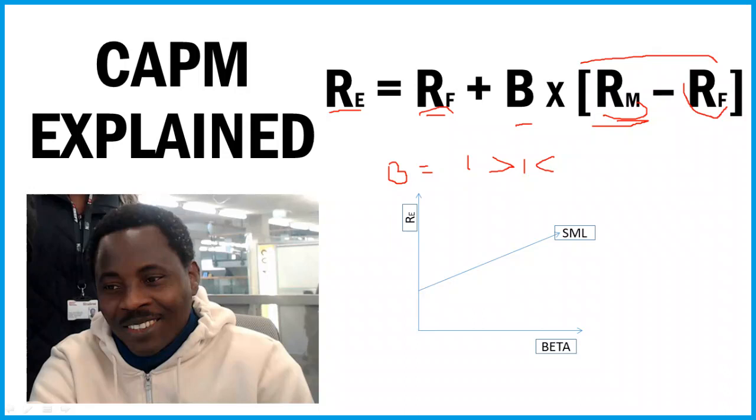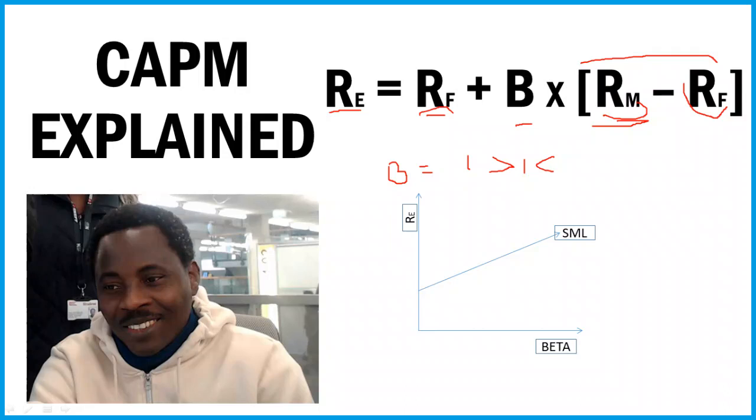And equally, a beta higher than one is telling us that at the same time, if the capital market is undergoing a downward trend, the one that is aggressive can easily fall lower equally. So that is what it means.